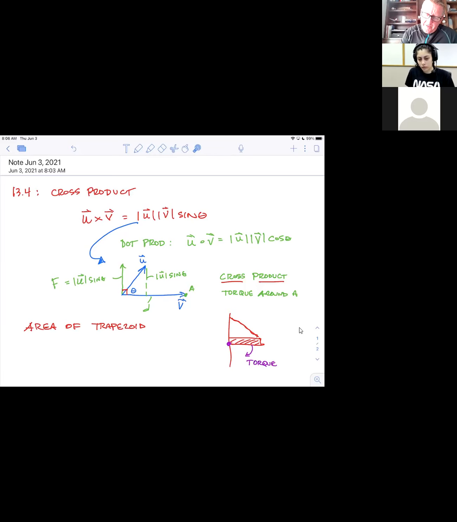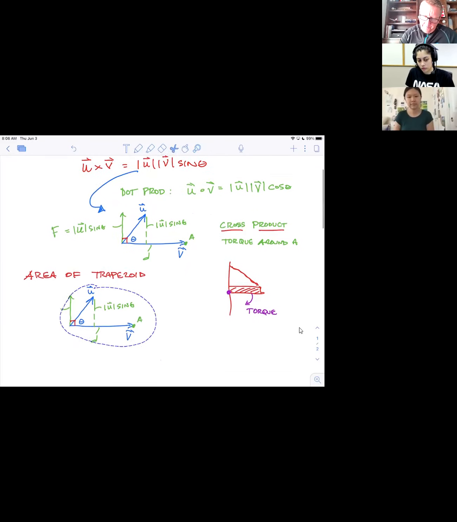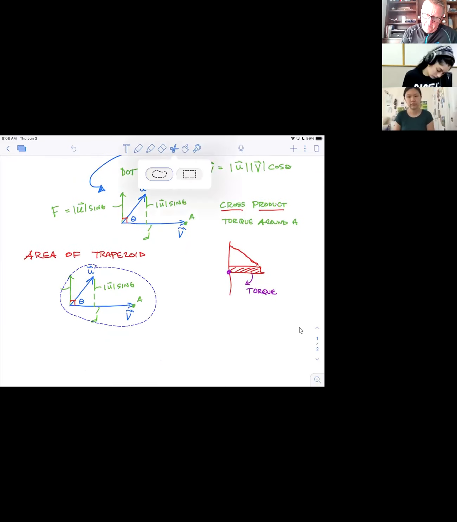But I would at least like you to understand that you can conceptualize this as the area of a trapezoid. Here's how. Let me just erase a little bit more of this since we don't need all of it.